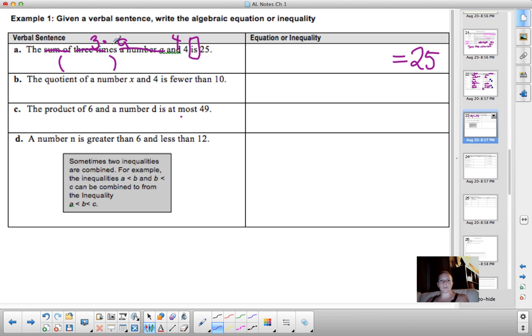Well, what's happening between 3 times A and 4? A sum, an addition. So this addition problem is 25. So all we have to do is clean it up. We would never leave that dot for multiplication in algebra because we know that we smush them together. 3A plus 4.